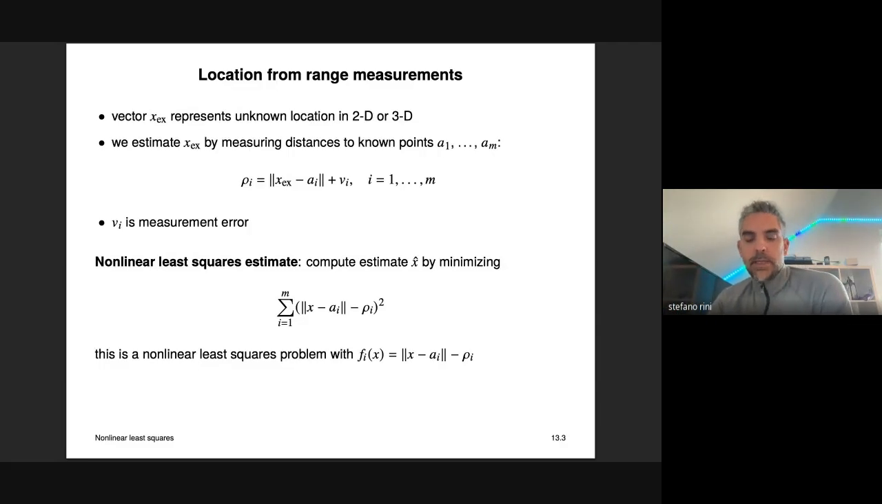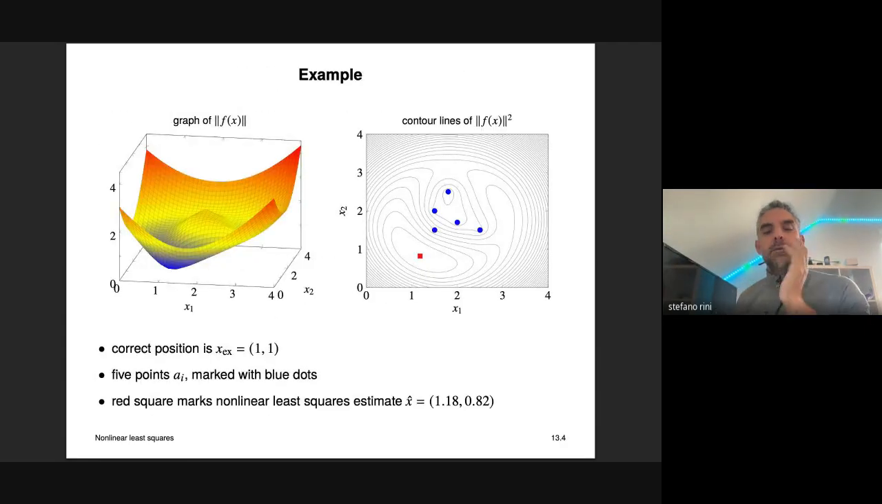Of course, if we take some other type of distance, or some other decay of the power, for example, we can embed all of this into this setting. So let's say that now we take the correct position to be 1, 1. This is the position of our target, and we have 5 microphones, which are marked by the blue dots. Then the red square marks the nonlinear least square estimate of x, which is 1.18, 0.82. The correct one should be 1, 1.